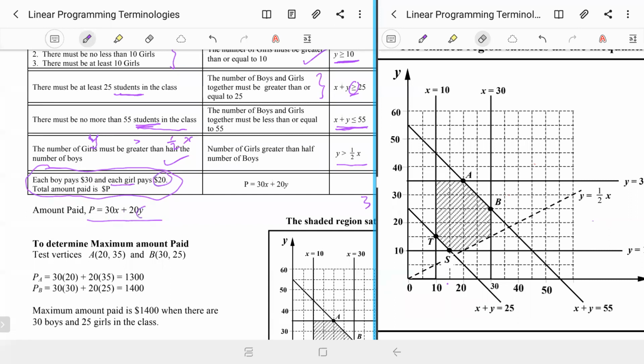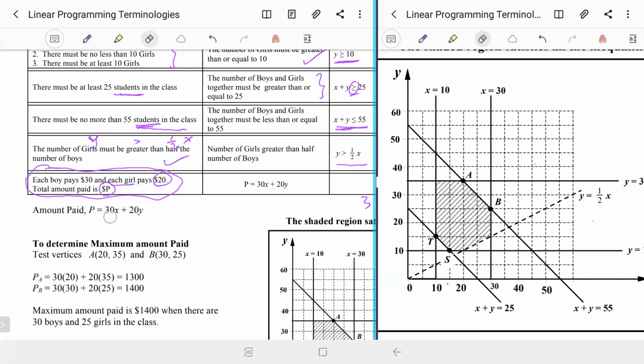And it's Y girls you have. Therefore, the total amount paid by the girls is 20 times Y, $20 times Y girls. And so the total amount paid by all the students is this. This is the total amount paid by all the students. Because we're using P dollars, we have to put a dollar sign in there. Right? P is the amount paid by all the students. I don't know that we're working in dollars.